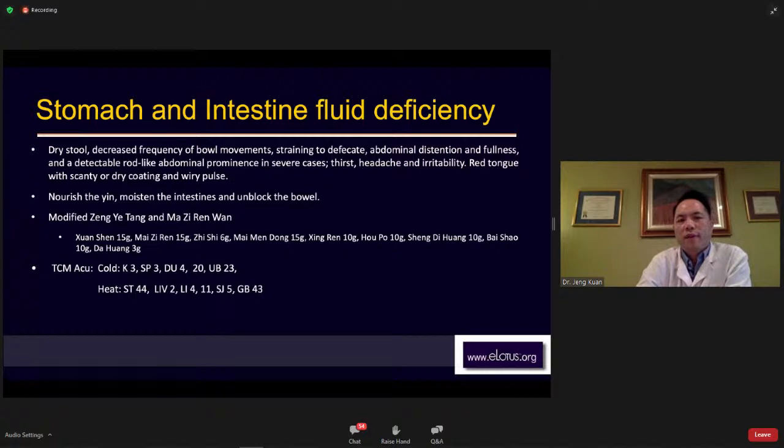Acupuncture points for this, because it's about nourishing the yin, we can use a lot of kidney points, or spleen 3, kidney 3, those points to tonify kidney yin. And you can also use the back shu points for the spleen, UB20, and UB23. If there's heat, we eliminate the heat by using LI 11, liver 2, stomach 44, Sanjiao 5, or GB43.